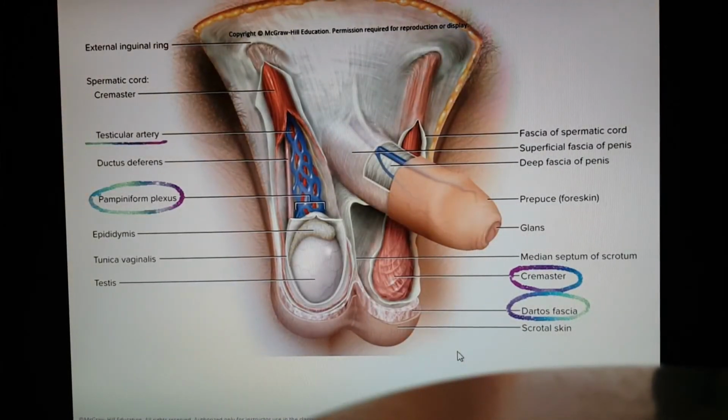So here's the picture I mentioned of the different parts that I was talking about.